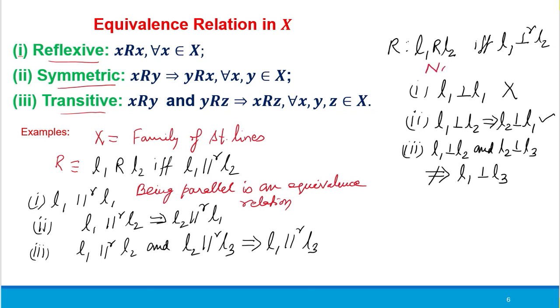So this is not an equivalence relation because the relation is not reflexive. It is symmetric but not transitive. And therefore, it is not an equivalence relation. So, this type of equivalence relation can be studied further with another practical example.